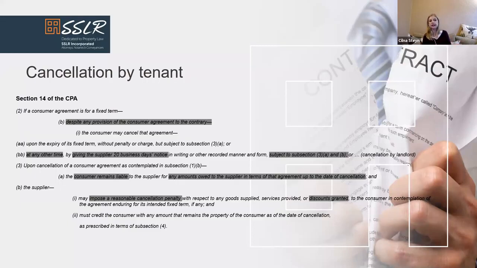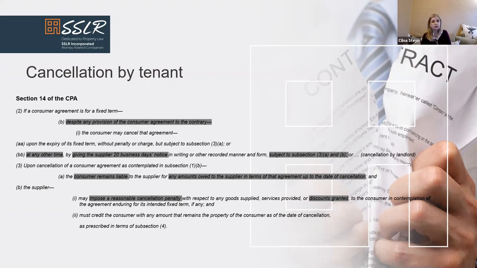And if we look at Section 14.2 of the CPA, it once again says, "despite any provision of the consumer agreement." What does this mean? It means if the agreement says, Mr. Tenant, you're not allowed to cancel the agreement mid-term, we don't care that the lease agreement says that. This provision of law will override any such provision in a lease agreement.